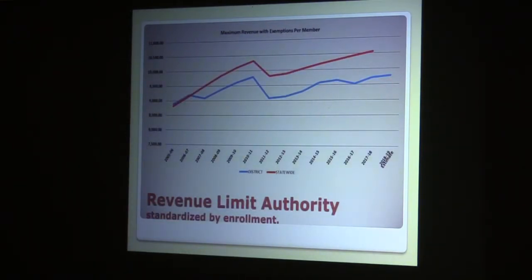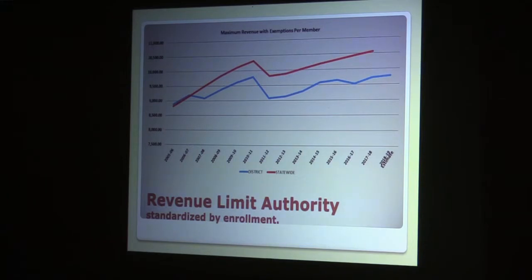Well, we've lost a lot of students over time. So this is a graph where we're looking at the impact per student, the revenue limit authority per student, comparing Antigo in the blue with the state in the red. So you can see there in, what is that? I think that's 2011-2012. That would be Act 10. And if you look at Antigo, prior to Act 10, we are now getting there several years later, where we've got the same revenue per student after Act 10.